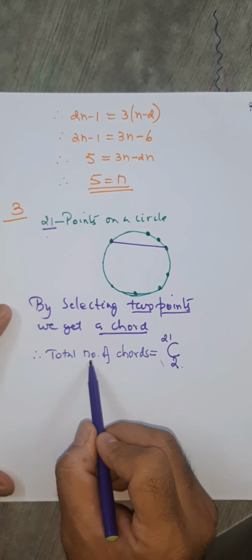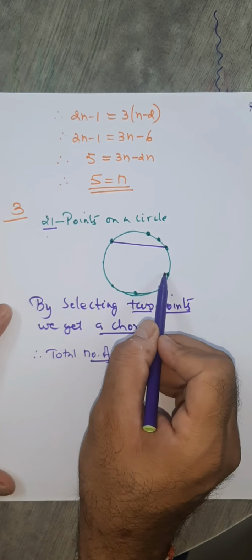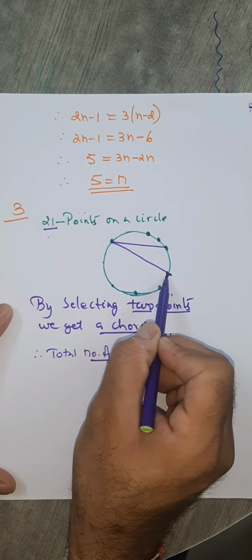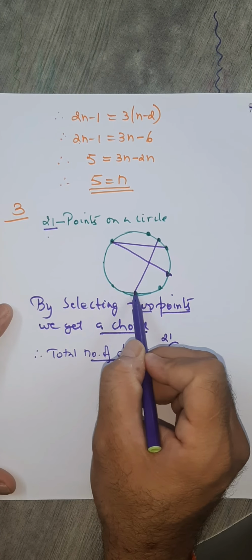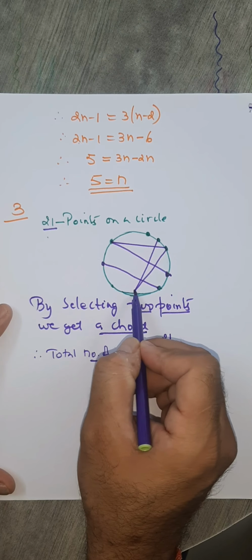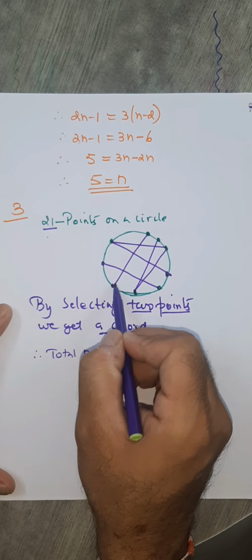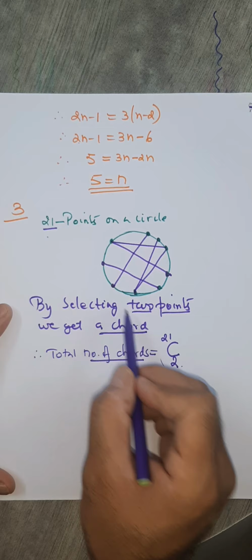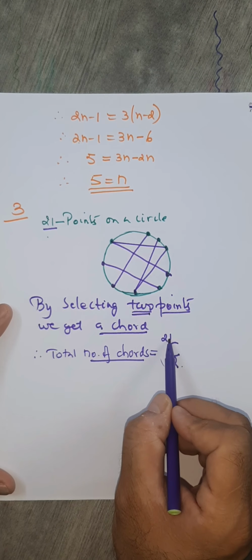So I'll get the total number of chords. If I take these 2, you'll get a chord. If I take these 2, you will get a chord. If I take these, you'll get one more chord. If I take these 2, you will get one more chord. So what you are doing basically, you are selecting any 2 out of how many?